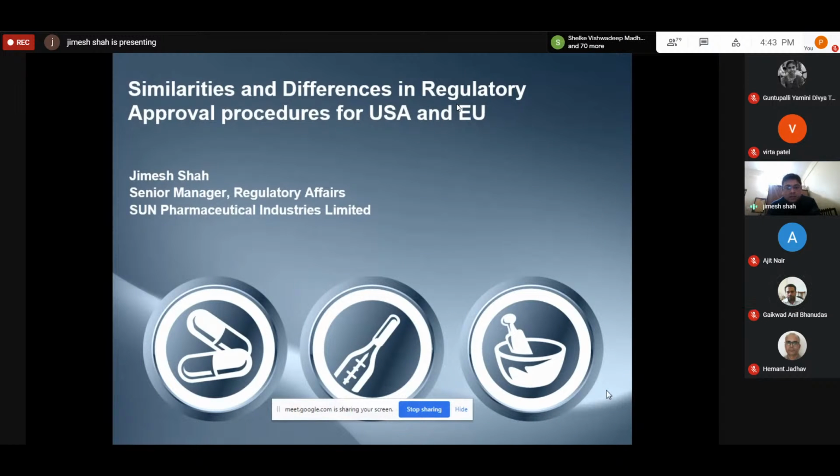So my topic is: what are the similarities and differences in the regulatory approval procedures for the US and Europe. Here we are discussing generics, the generics that we file through the industry. But a lot of people don't know what the main differences and similarities are when we have to file the product in the US and Europe.